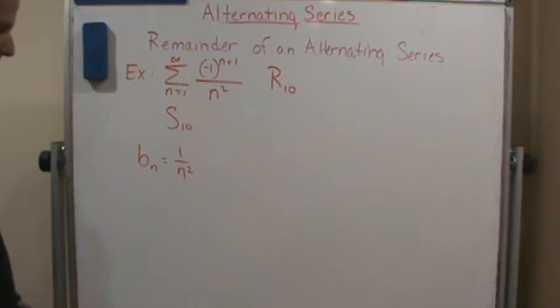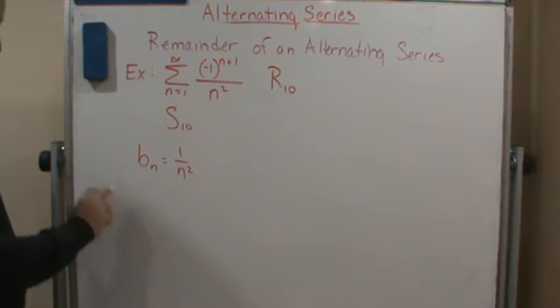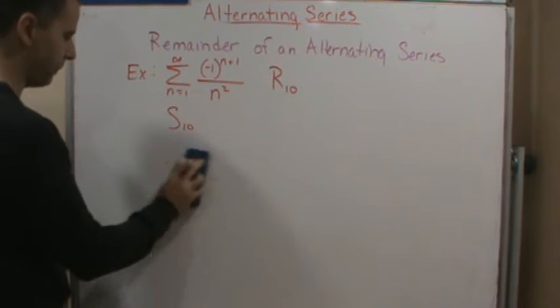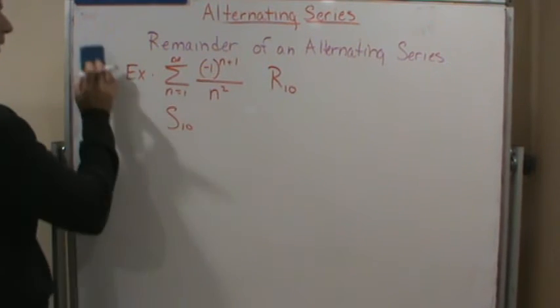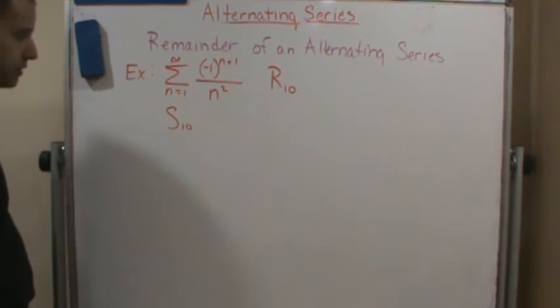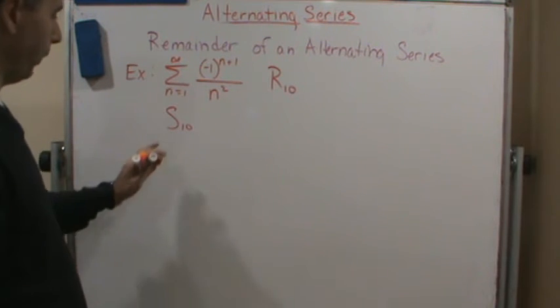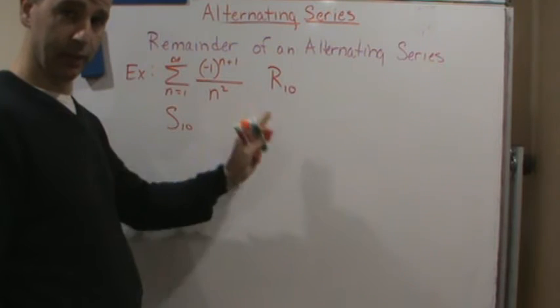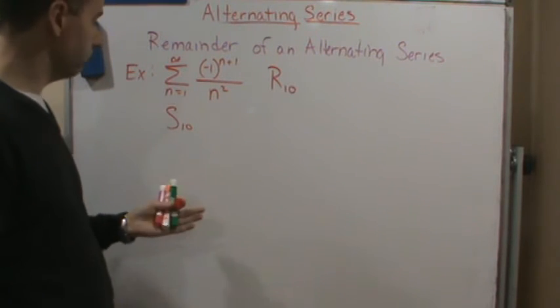It's obvious that this b sub n decreases as n increases, and the limit is going to 0. So this does meet the hypotheses. It does satisfy the hypotheses of the alternating series test. And so we know this thing converges, so we can go forward. If it didn't converge, then this would be a waste of time.